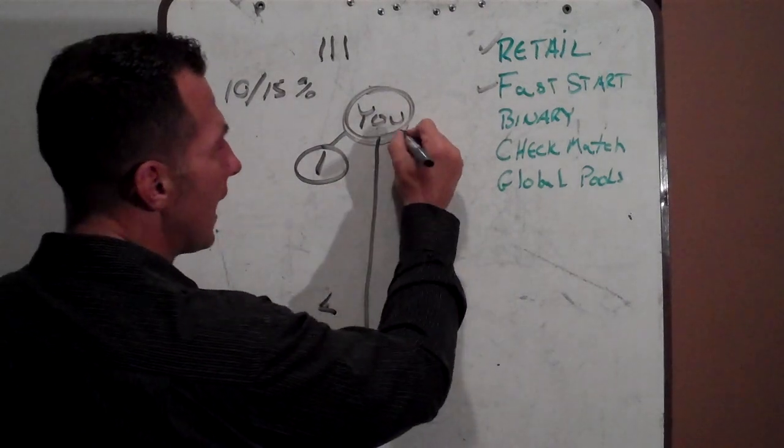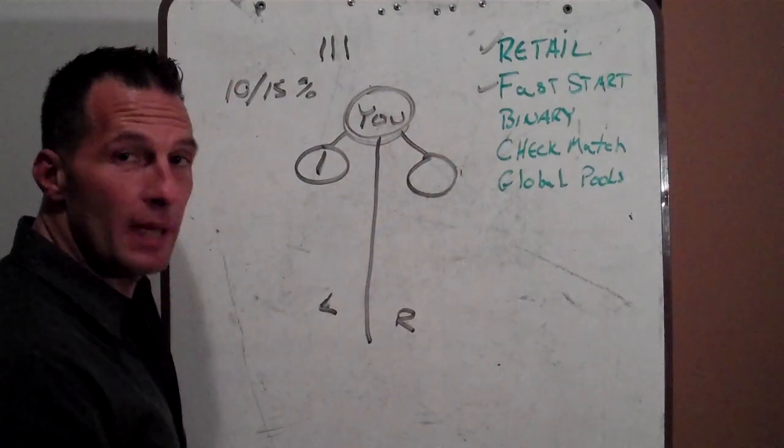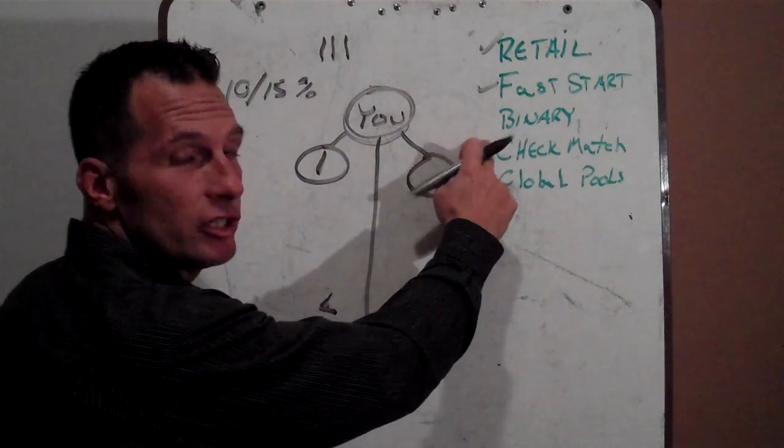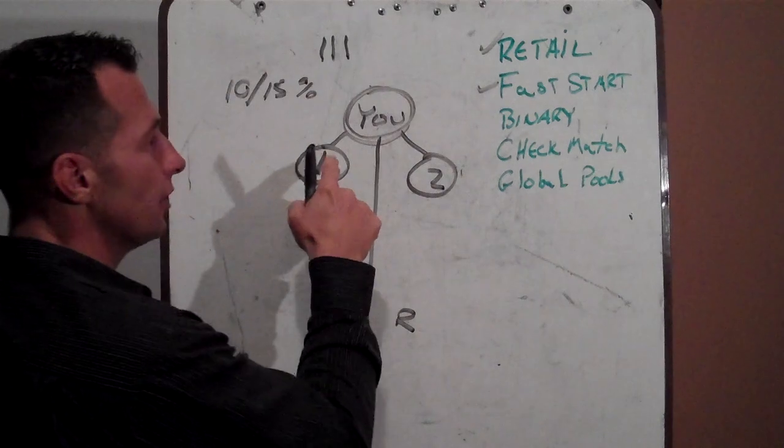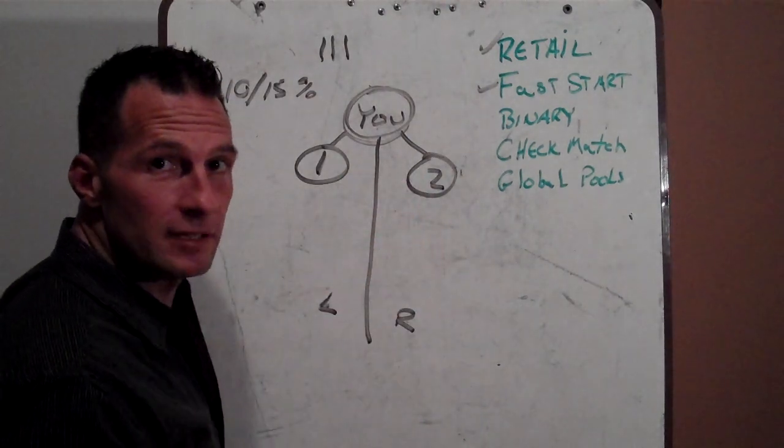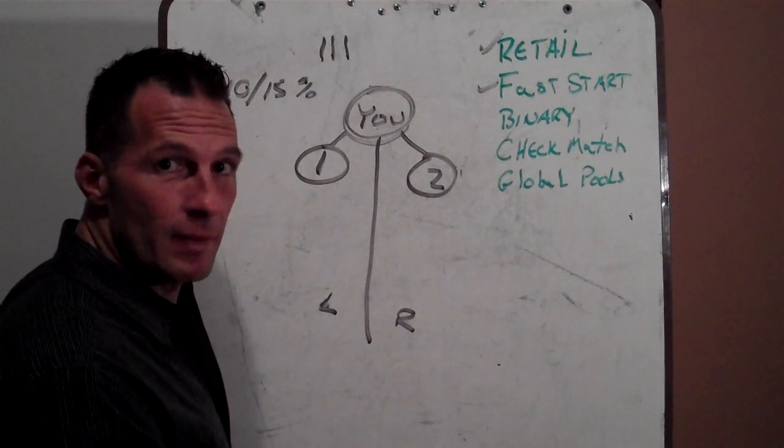But in a binary, to get paid on the binary checks, you have to have at least 1 person on your left side and 1 person on your right side. Now the fast starts will come automatically no matter what.